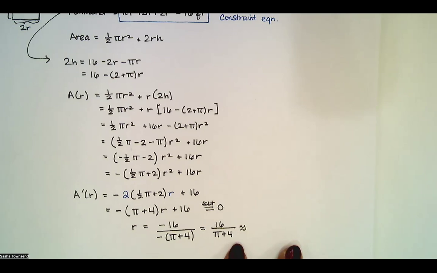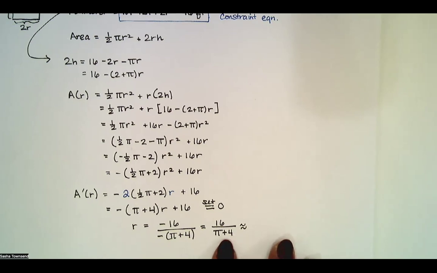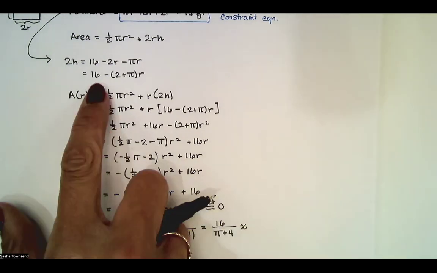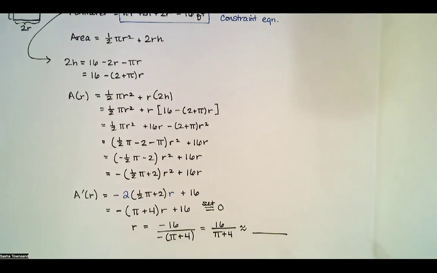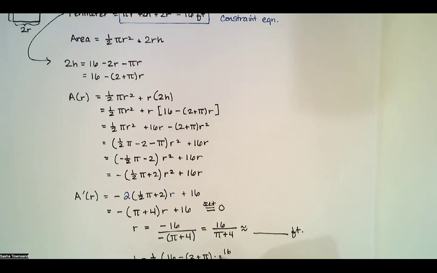We're supposed to find the dimensions of the window that maximize the area. So we'll say the semicircular piece has this radius, and then the height has to satisfy this equation. I will use a calculator to find out what that is, and it's going to be some number of feet. And the height is 1/2 of 16 minus 2 plus pi times r. And r is 16 divided by pi plus 4.